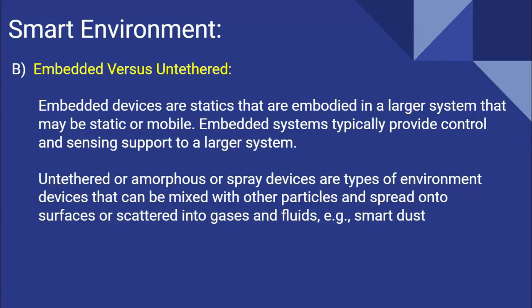This is called embedded. And untethered means spray devices that can be mixed with other particles and spread onto surfaces. As I have explained earlier, smart dust is a perfect example of untethered. You just spray it onto particular surfaces to understand what kind of surface it is, and to understand what the surface will do in a basic operation. This is the second point, which is untethered.